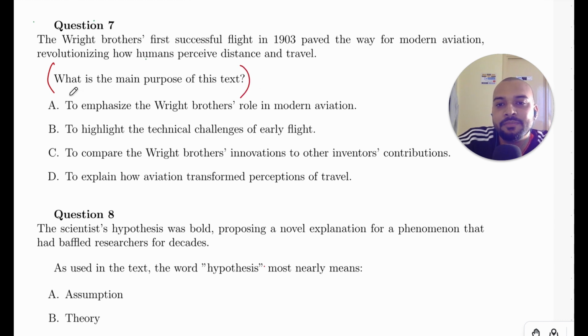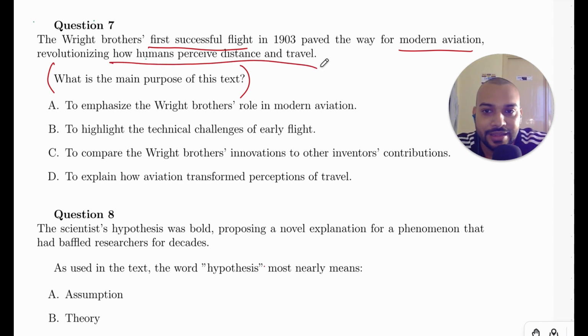What is the main purpose of this text? Let's read the text. The Wright brothers' first successful flight in 1903 paved the way for modern aviation, revolutionizing how humans perceive distance and travel. Main purpose. What they're talking about, the first successful flight, then it made way for modern aviation, revolutionizing how humans perceive distance and travel. Okay. So let's look at the options. We cannot directly tell from here which one's the correct one.